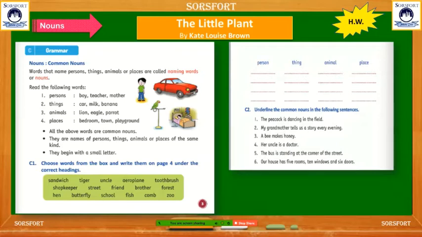Now C2. Underline the common nouns in the following sentences. Common nouns mean the common name of an animal, things, places, or person, like mother, father, peacock, tiger, things like pencil, pen, chalk, bag, places like city, country, school, not a particular name of the school, not a particular name of a city. So these are common nouns.